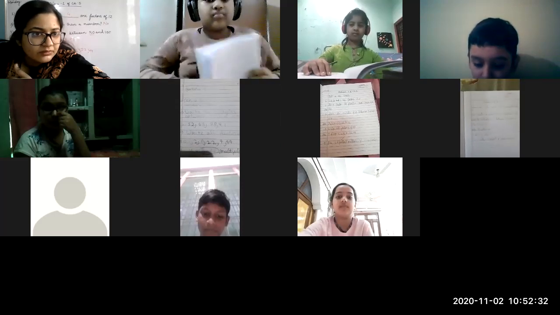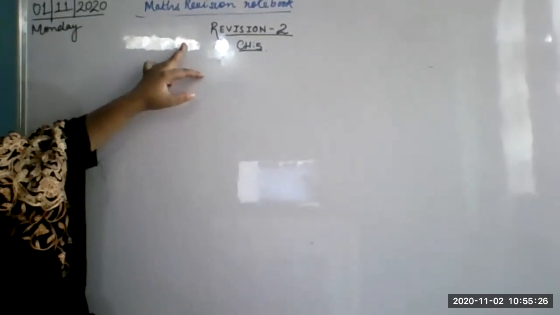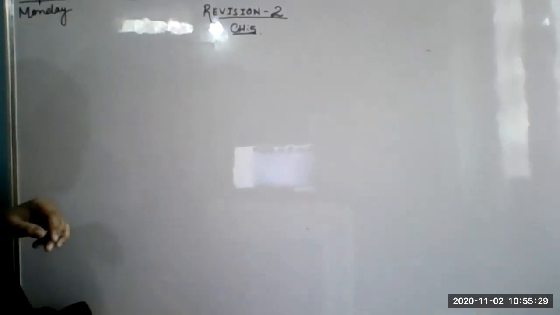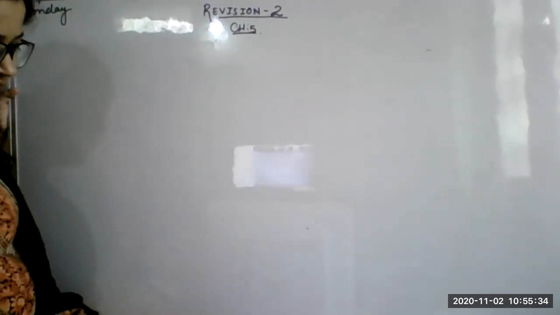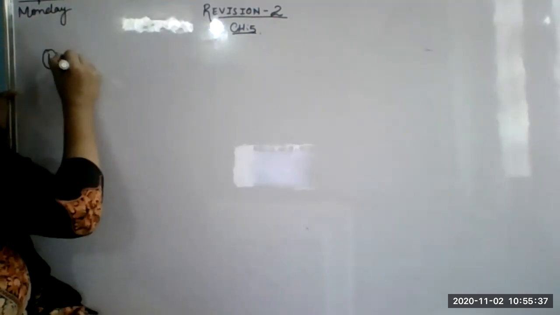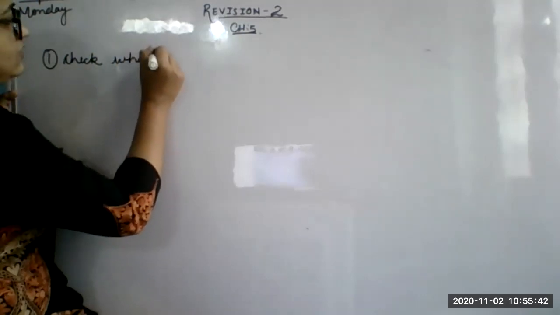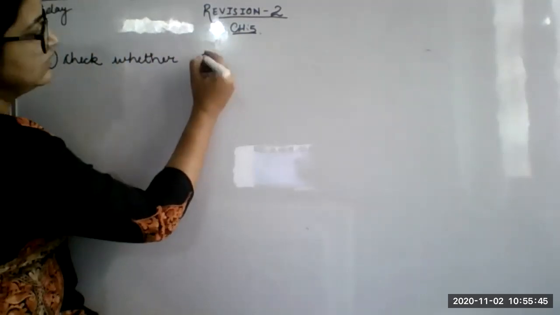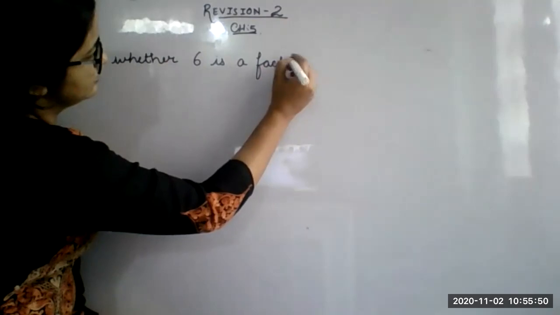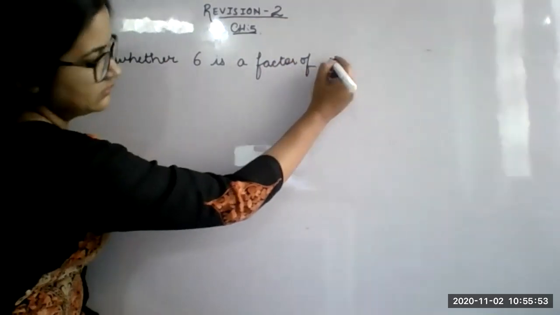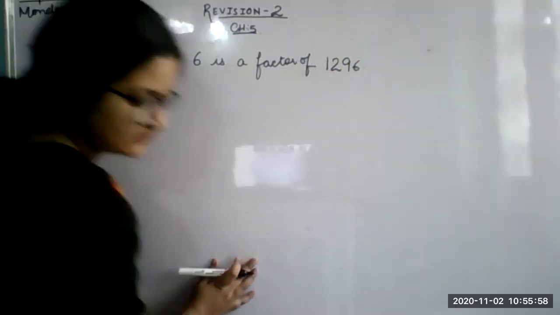Now on a new page, maths revision notebook. Revision 2, chapter 5. Okay, write question 1. Check whether 6 is a factor of 1, 2, 9, 6. Write this.